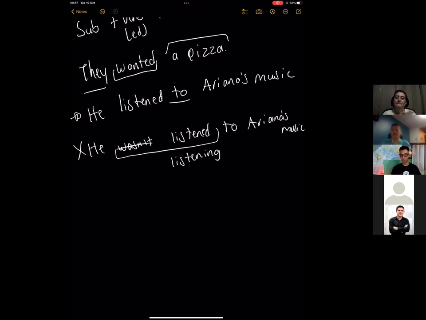Entonces, como les decía, inglés tiene algo muy bueno, que es que todo tiene su lugar. Cada estructura tiene sus parámetros o sus reglas. Por ejemplo, en la primera, he listened to Ariana's music. Si vos quisieras quitarle la ed, estás diciendo automáticamente que quieres utilizarlo en presente.